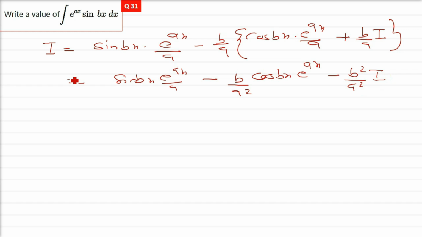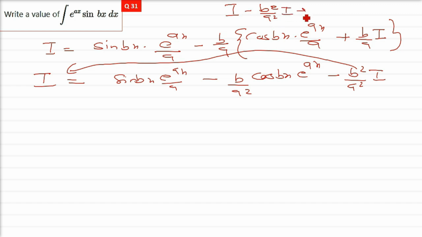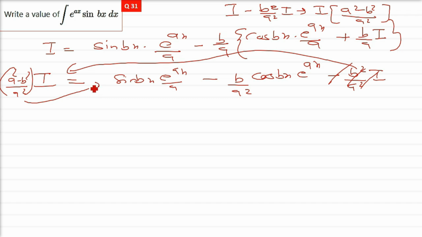Now let's multiply this inside. I'm multiplying b by a with both the terms which we have just integrated here. This I goes left, I minus b square by a square I, that is plus will come because it will get added there. So this will come like this. If you remove this, this goes on the left. So I'm writing this a square minus b square by a square, and just take this a square, multiply this on the right. So multiply a on the right, there are two terms left now, sin bx e raise x by a and minus a is a b by a square.